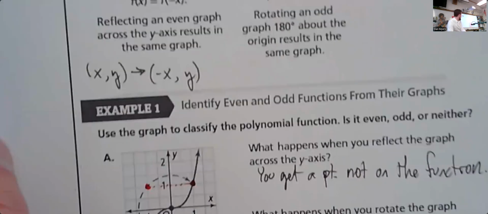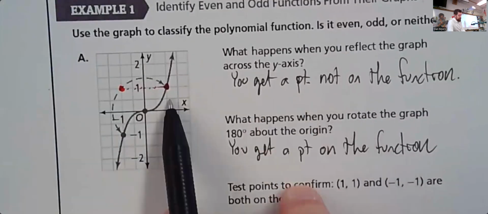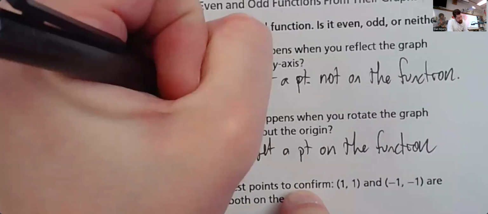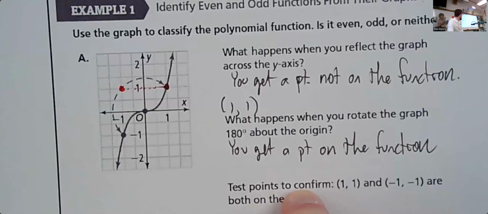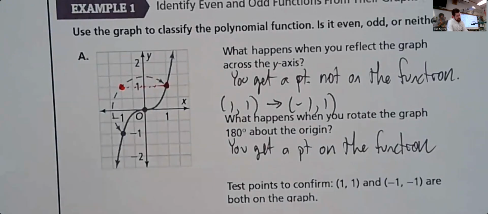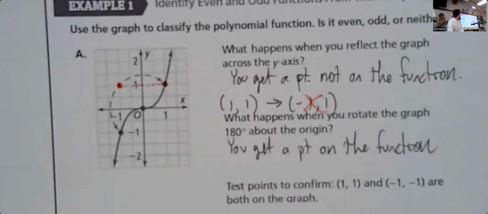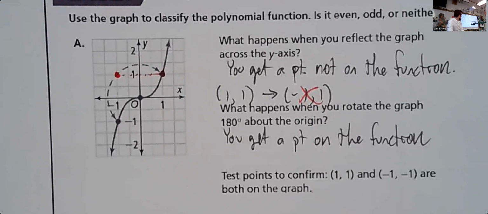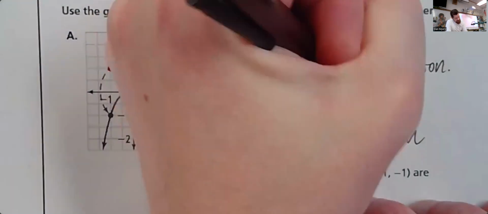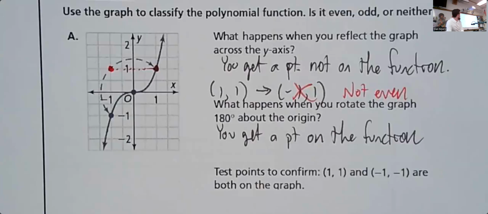So if we test that here, here's our point (1, 1). So (1, 1) would have to turn into (-1, 1), which it didn't. That did not work because that point is here. It's not on the function. So we write not even. You get a point not on the function, which means that this is not an even function.